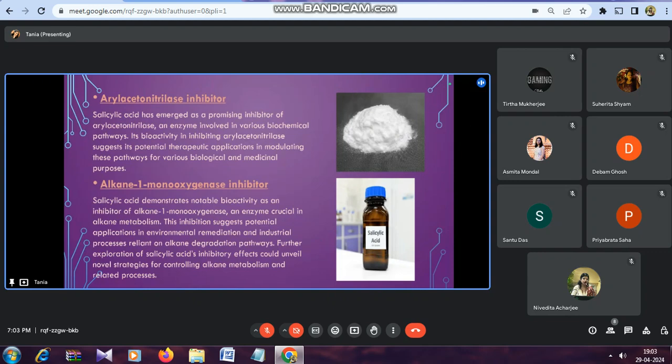And the last one is alkane 1-monooxygenase inhibitor. Salicylic acid demonstrates notable bioactivity as an inhibitor of alkane 1-monooxygenase, an enzyme critical in alkane metabolism. This inhibition suggests potential application in environmental remediation and industrial processes reliant on alkane degradation pathways.